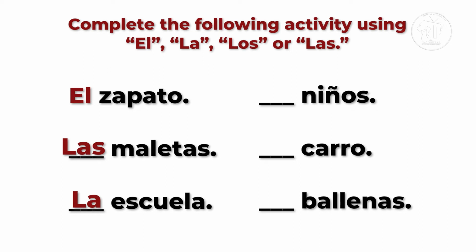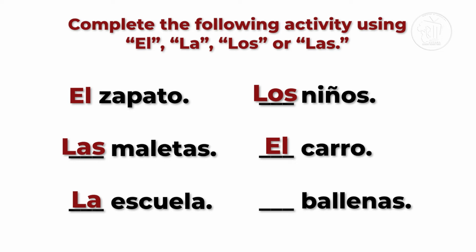Niños, niños. The correct definite article should be los niños, los niños, the kids. Número 5. El carro, el carro.